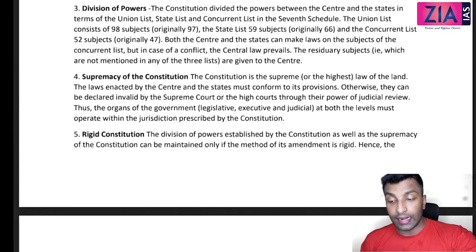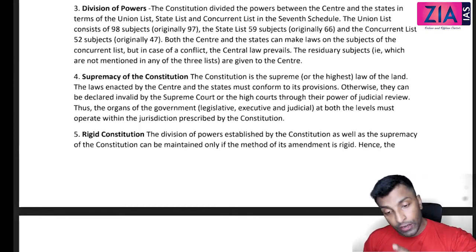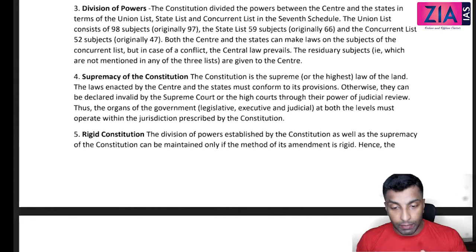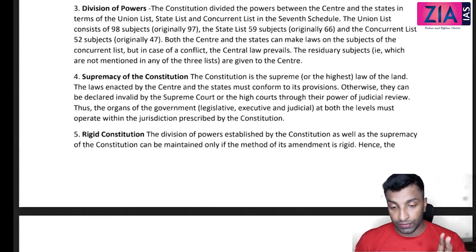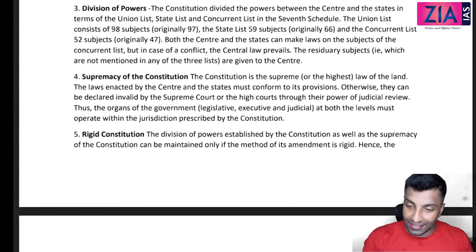Thirdly, this concurrent list, even though it goes concurrent means what? Parallel. It goes parallel, both center and state can legislate, but in case there is any discrepancy between the laws made by the center and the state, the central law will prevail. Fourthly, the residuary power is with the center. So which one? That means it is more of unitary.